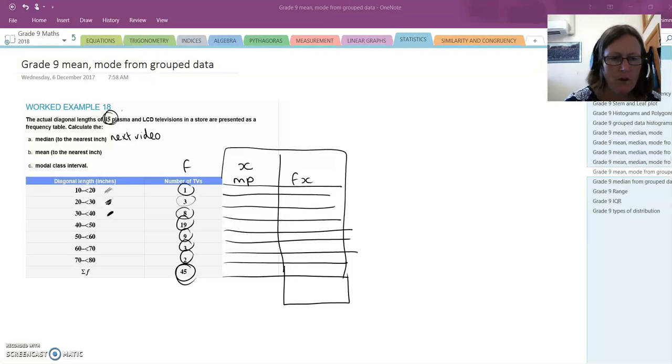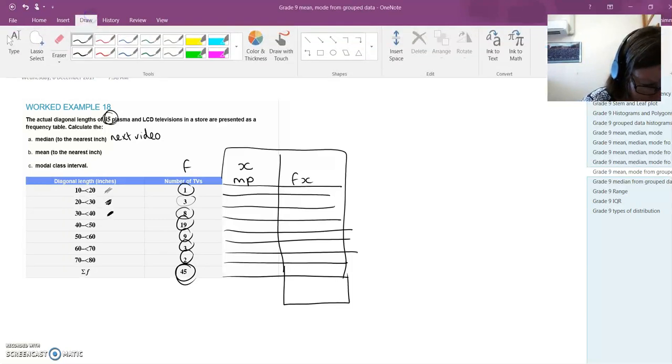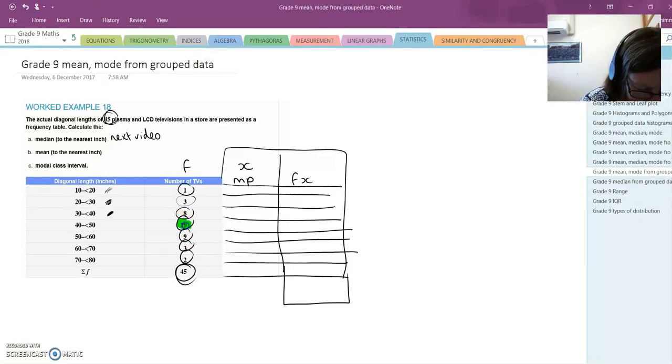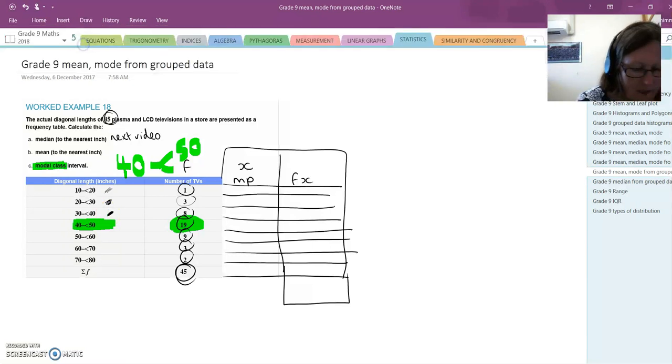Okay, mode is relatively easy. The mode is what's the most common length. If we go down our frequency column, we can see that the greatest number is 19. So instead of mode, we call it modal class, and the modal class is 40 up to but not including 50, because there is the most number of TVs in that class. We're now going to look at how to do the mean.